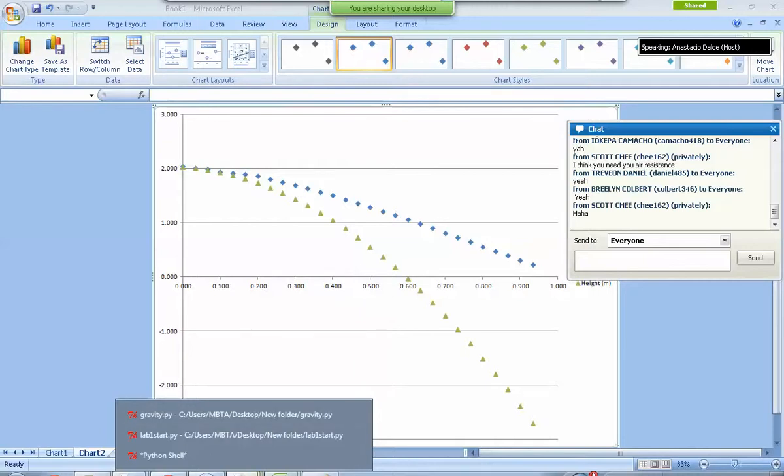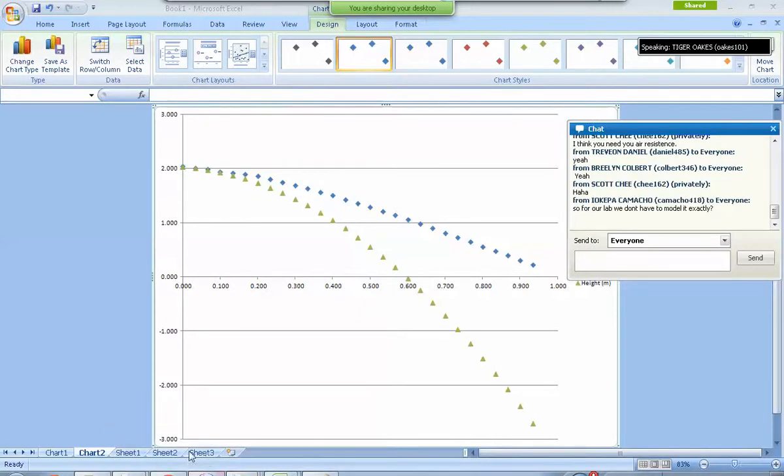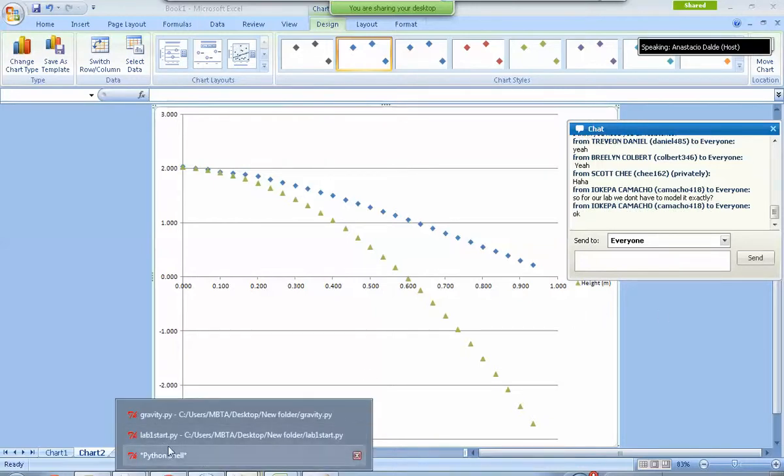All right. What I would do is, for your lab, you don't have to model it exactly. I would say for your lab, model it as close as you can. And if you can get the thing to go closer, the closer you can get, the better. All right. So what I'm going to do is add a thing called the drag force.